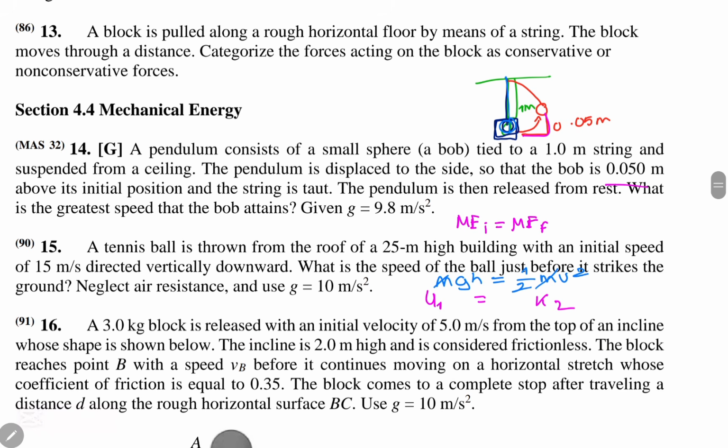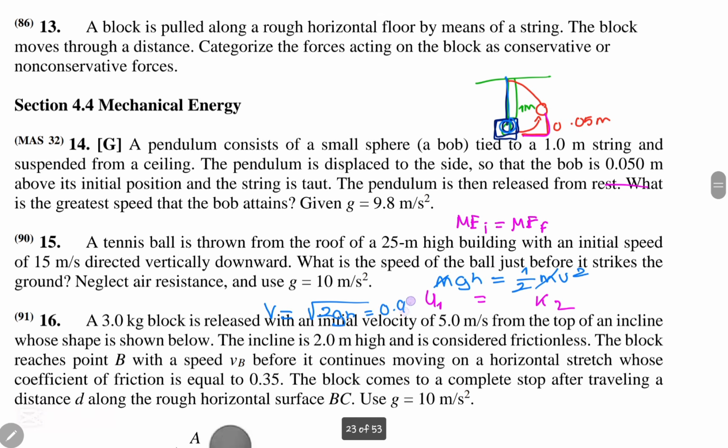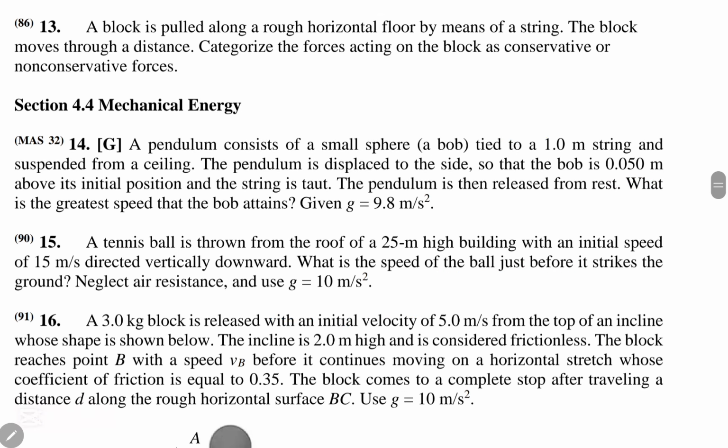They want the speed. So v is equal to radical 2gh. So it's going to be radical 2 times 9.8 times the height, which is 0.05. So I got a maximum speed of 0.99 meters per second. That's it for question 14.